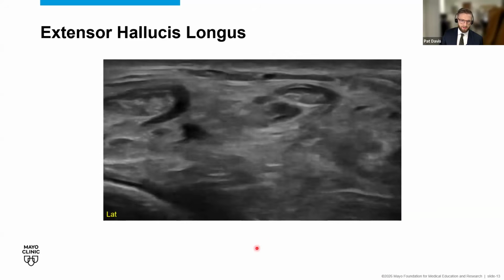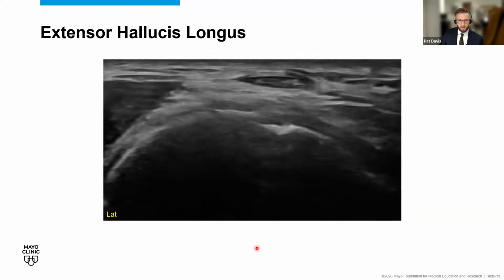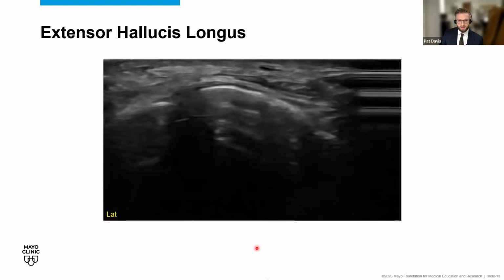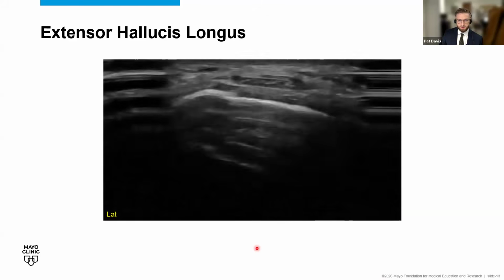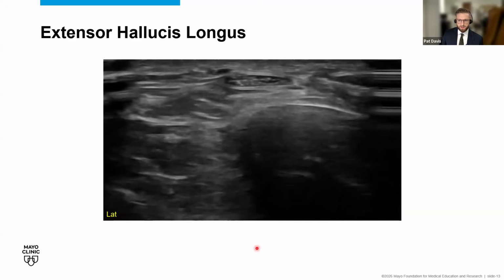If you were concerned with pathology, you certainly would want to get good images of it evaluated in a long axis as well. And we follow that extensor hallucis longus tendon as it goes down and inserts onto the distal phalanx of that great toe. Again, paying careful attention to tilting and wagging to keep the tendon hyperechoic and centered in your screen as you sweep through evaluating that tendon.